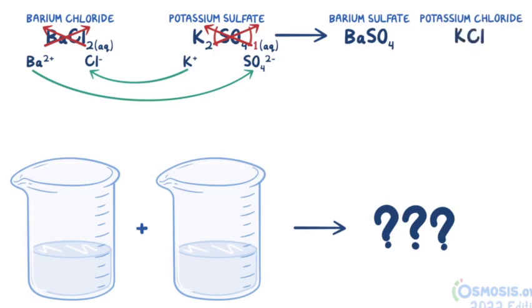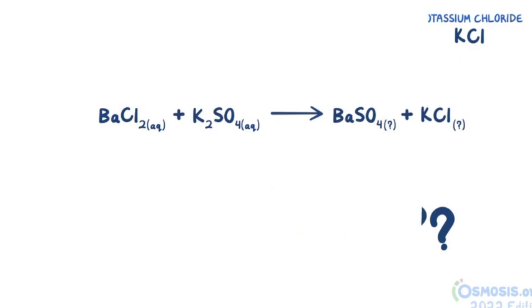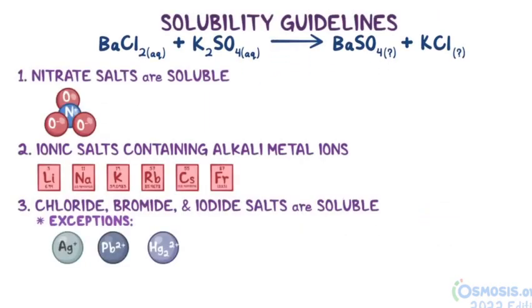We can now write down our unbalanced chemical reaction. An aqueous solution of potassium sulfate plus an aqueous solution of barium chloride yields barium sulfate and potassium chloride. Now it's time to figure out whether either product, barium sulfate or potassium chloride, produces a precipitate in solution. We once again need to use our solubility guidelines table.